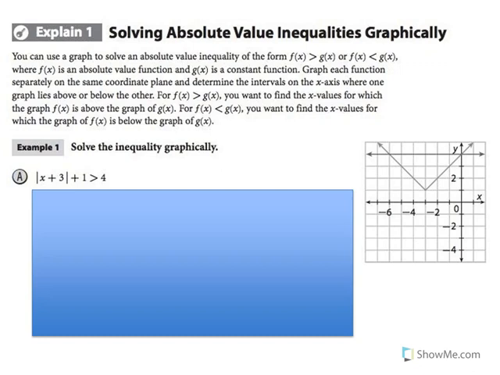For f(x) greater than g(x), you want to find the x value in which the graph of f(x) is above the graph of g(x). And for f(x) less than g(x), you want to find the x value for which the graph of f(x) is below the graph of g(x). Okay, so let's go through our first example.